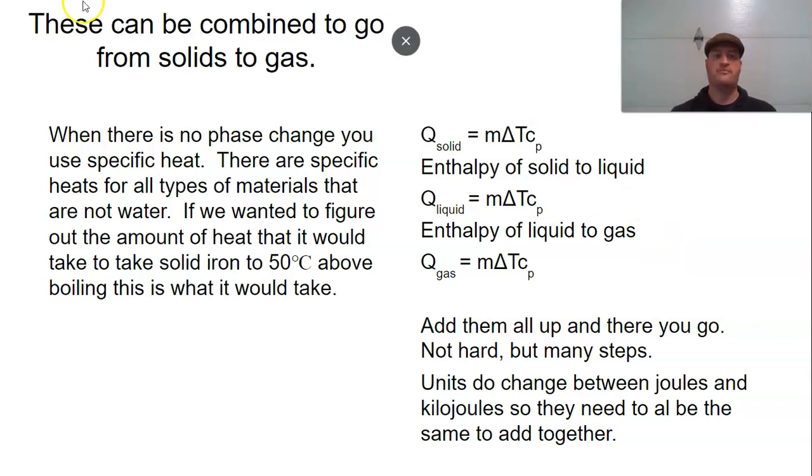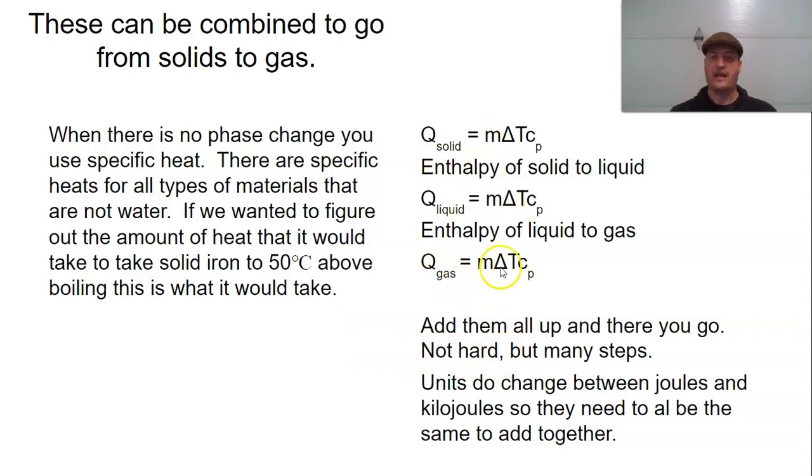Now, these could be combined to go from solids to a gas. You remember our little heating curve? Well, that's what we're talking about here. When there's no phase change, you use specific heat. So when you're just heating something solid, liquid, or gas, you use specific heat. If you wanted to figure it all out, to take something like solid iron to 50 degrees above boiling, we can see what that would take.